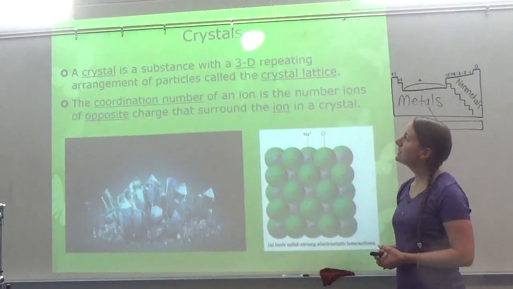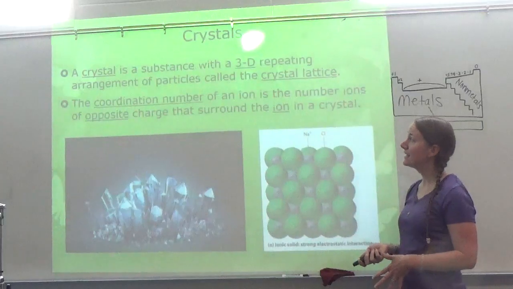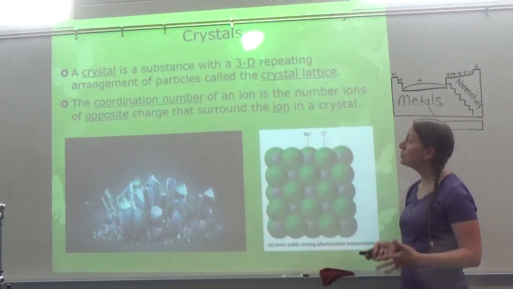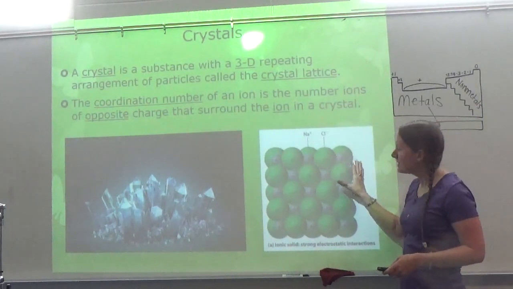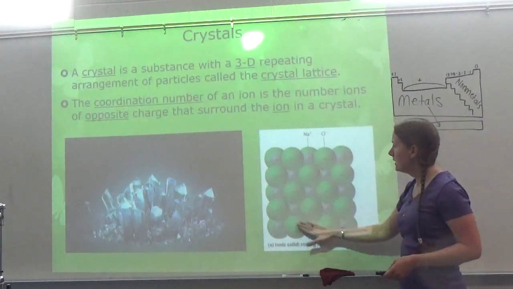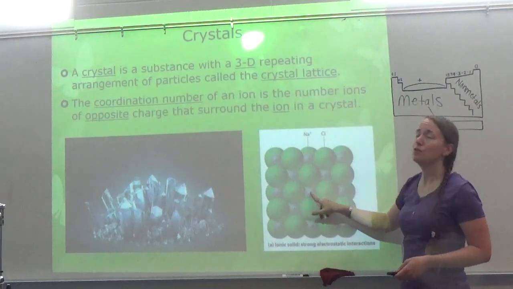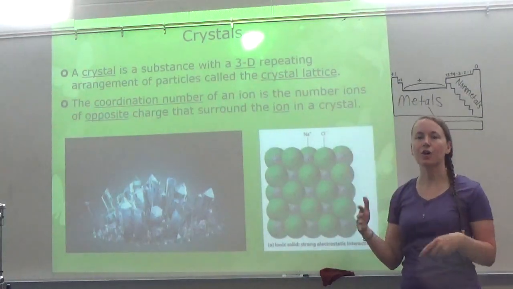All right, so crystals. A crystal is a substance with a 3D repeating arrangement of particles called the crystal lattice. The coordination number of an ion is the number of ions of opposite charge that surround an ion in a crystal. I know that gets kind of wordy. What that means is, if I have a sodium chloride crystal and I find a sodium ion, the coordination number is how many chloride ions are around it.